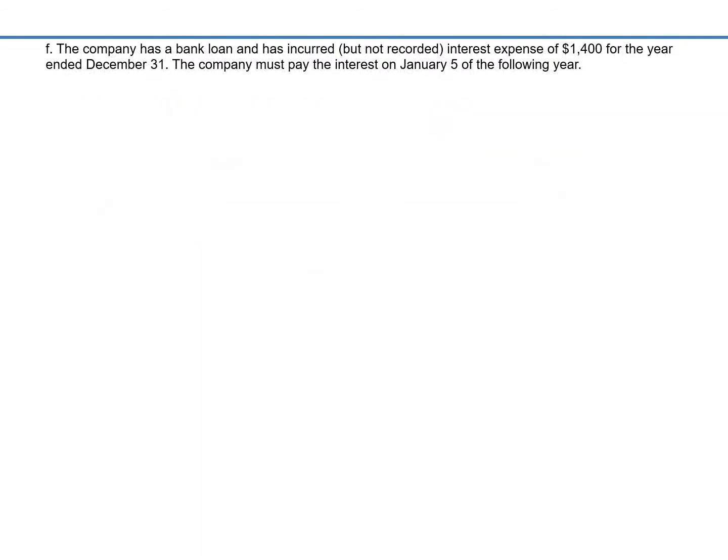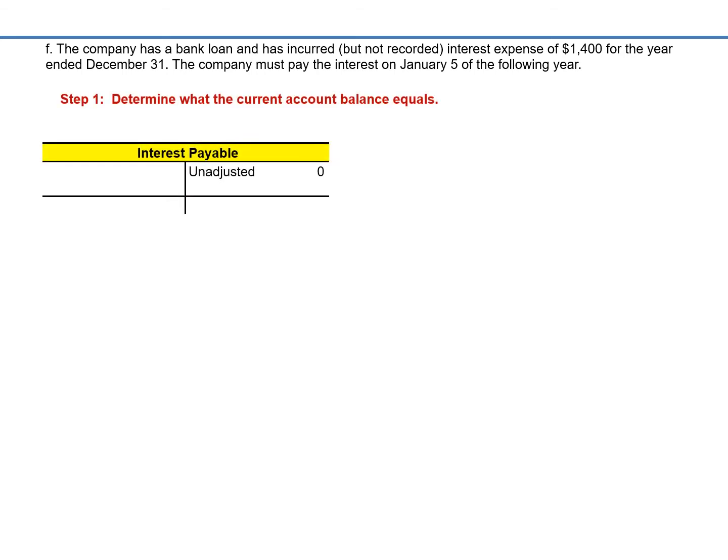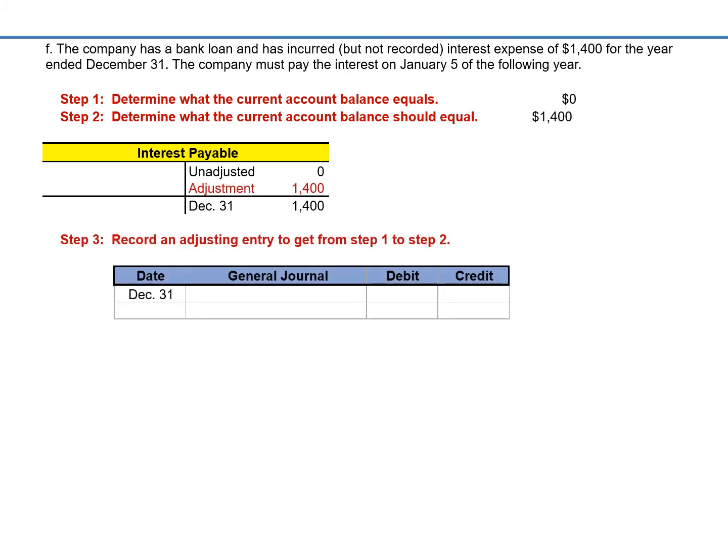All right, in letter F, the company has a bank loan that has incurred but not recorded interest expense of $1,400 for the year ended December 31st. The company must pay the interest on January 5th of the following year. So we want to recognize that interest expense and that interest payable. So our balance is 0. It needs to be $1,400. We increase liability accounts with credits. So we need a credit of $1,400 to interest payable and a debit to interest expense of $1,400.